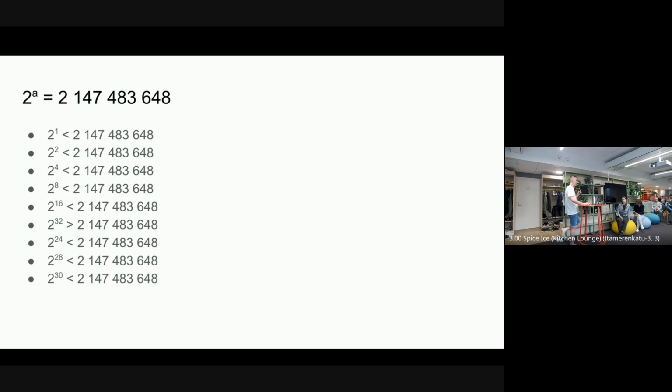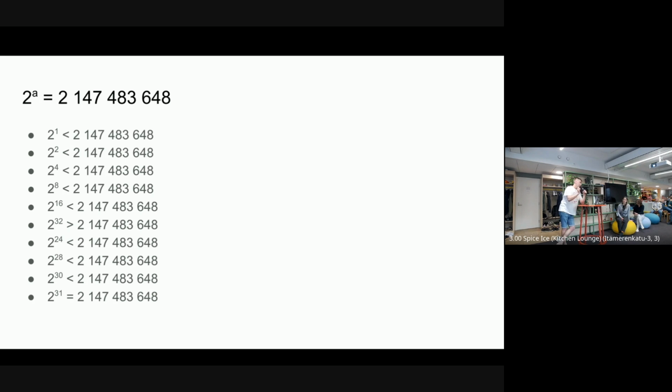30 is still less. And then the final number between 30 and 32 is 31. That's our power. So we actually have a very efficient way of calculating the logarithm. And the complexity of this algorithm is logarithmic, which is a coincidence. But yeah, any attacker can actually spend a couple of days and write this algorithm and break the whole security of the world.